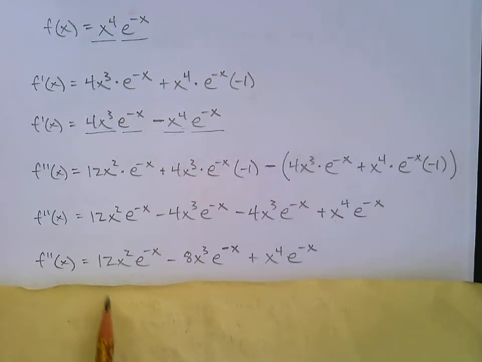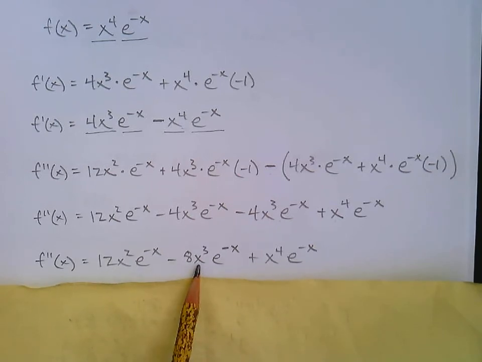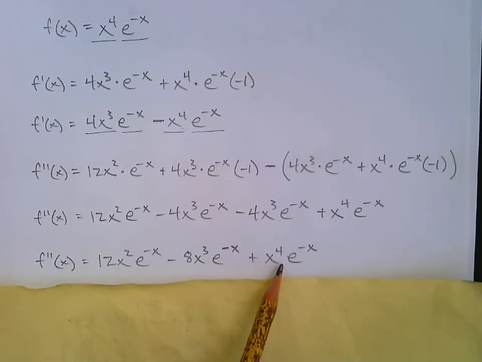And here it is, f double prime x, 12x squared e to the negative x minus 8x to the third e to the negative x plus x to the fourth e to the negative x. And it took us 1, 2, 3, 4, 5 steps just to get that second derivative.